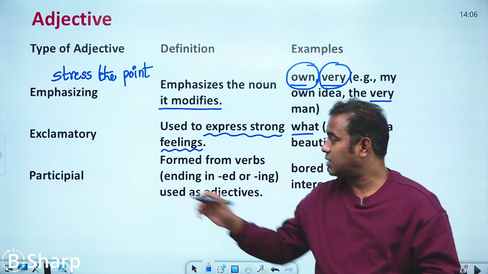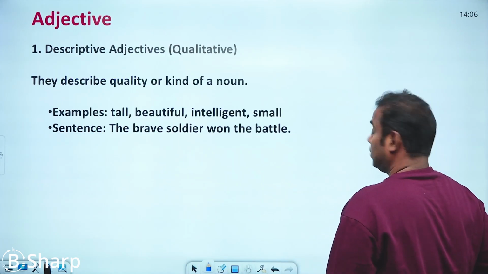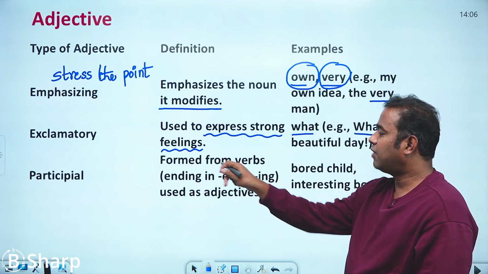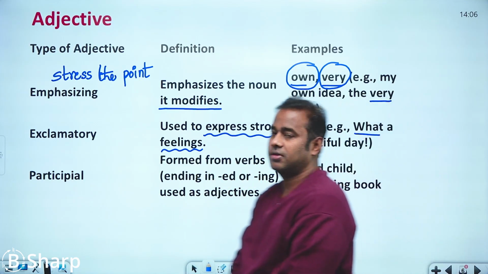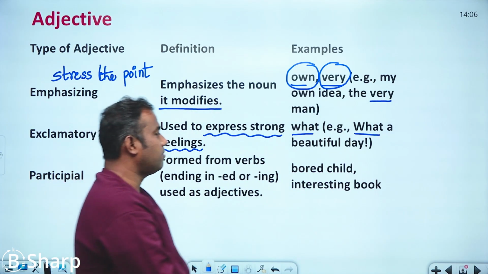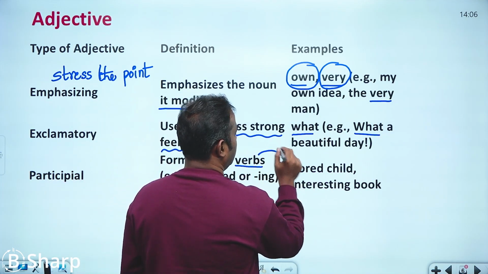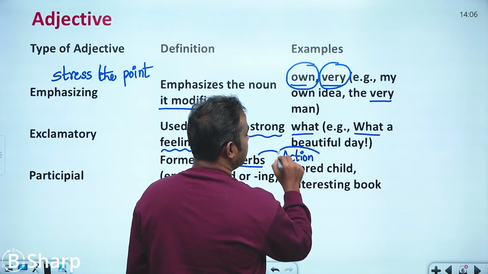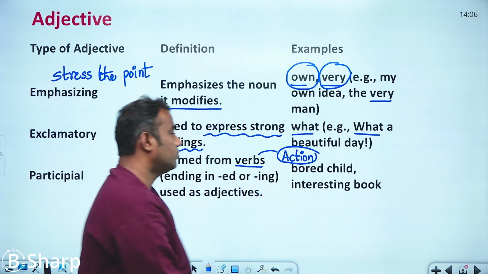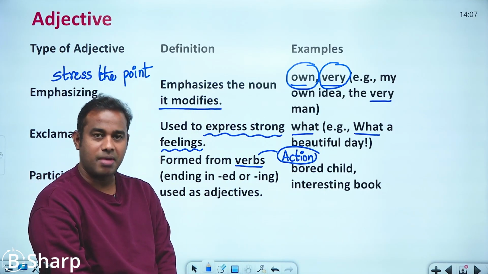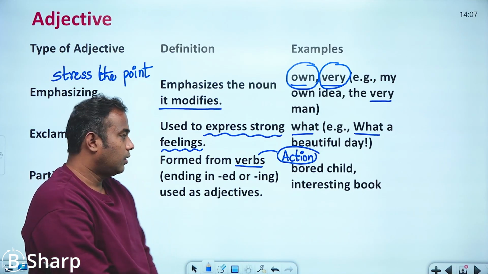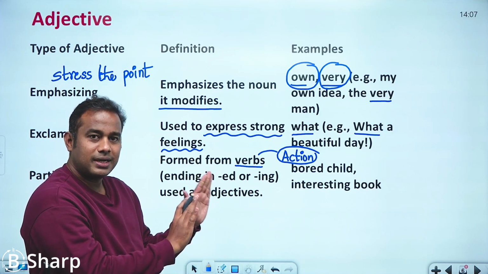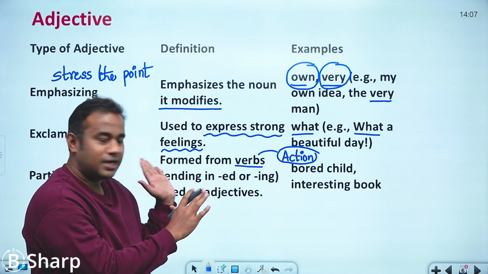And the last one is participle adjective. A participle adjective is formed from verbs. What do you mean by a verb? A verb is an action. You can just assume that: an action or feeling. When the subject is performing some action, we call it a verb. For now, understand that much to follow this topic.